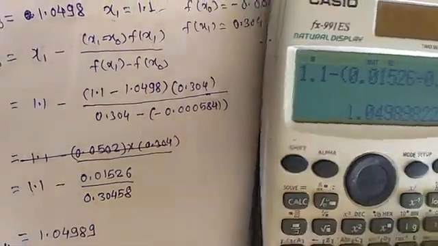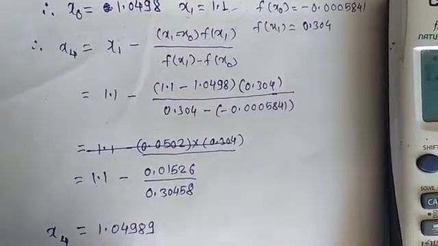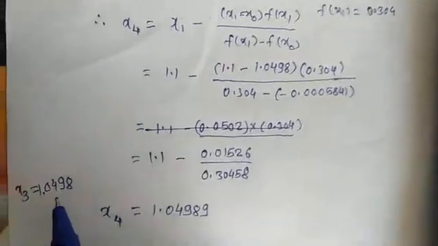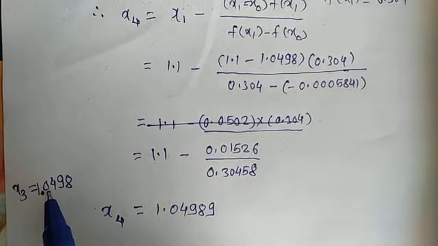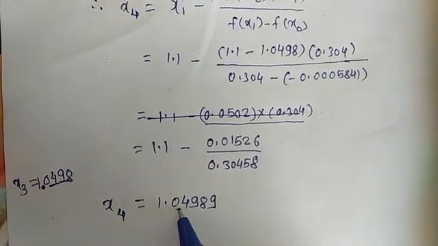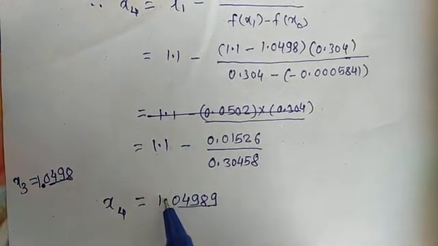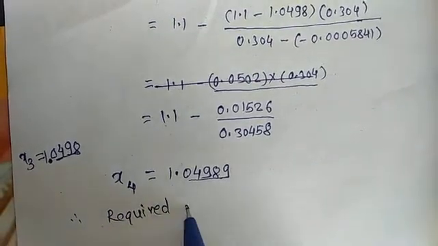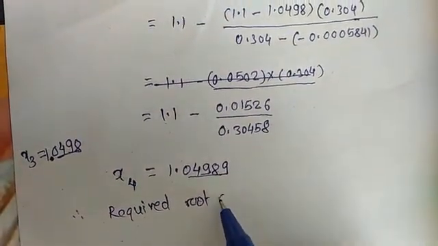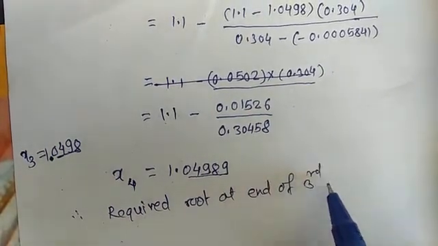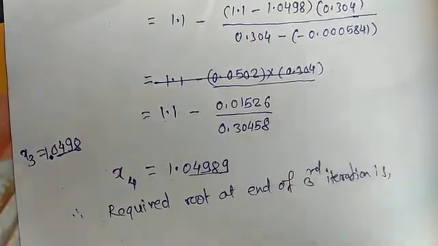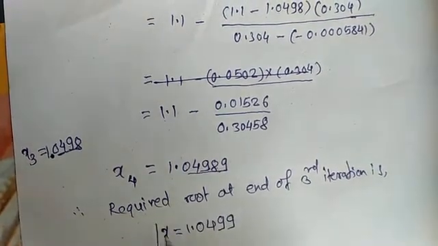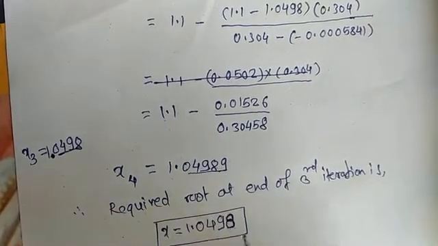Okay, so x4 is equal to 1.04989. Now if you see the value of x3 we have solved, it is 1.0498. After observation of x3 and x4, after the point there are 4 digits the same. Therefore the required root at the end of the third iteration is x equal to 1.0499, or 1.0498. You may write 8 also. Both are correct answers.